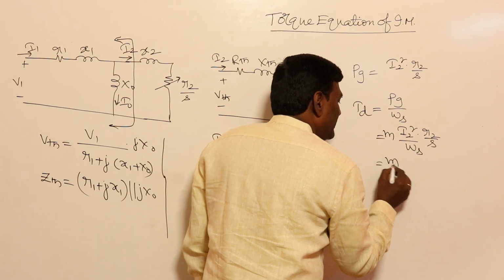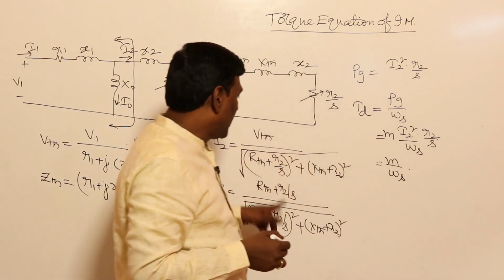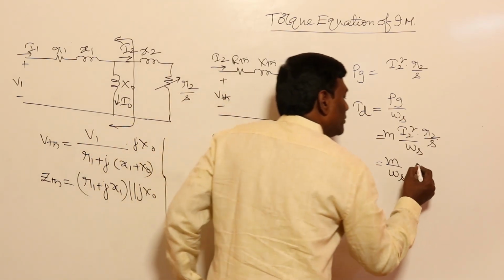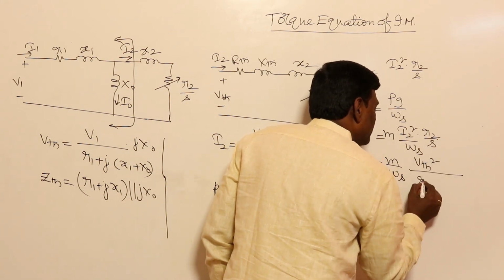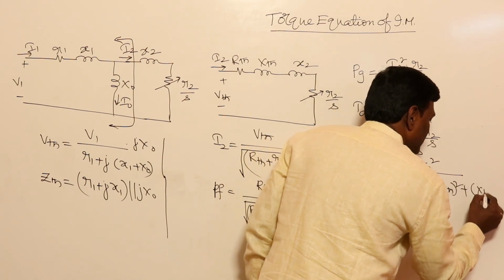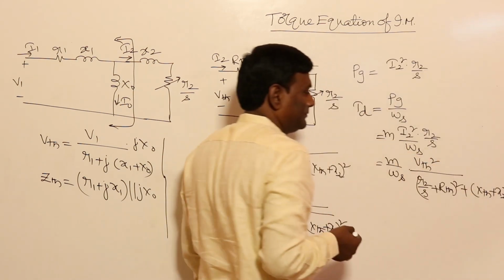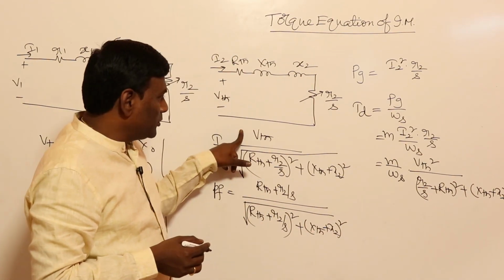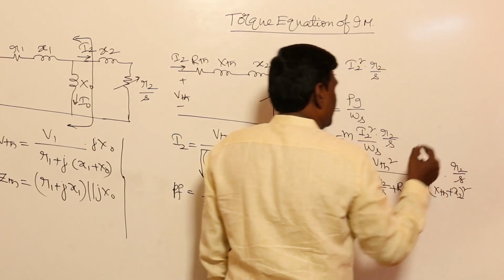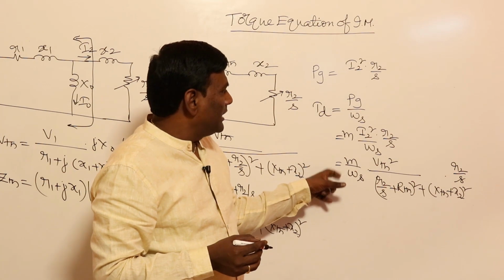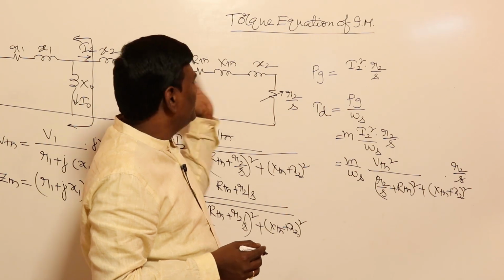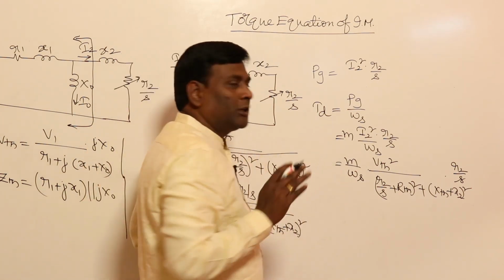Now this is going to be M by omega S into I2 square. Don't think of the rest, just think of this, I2 square, which is VTH square divided by ((R2 by S plus RTH) square plus (XTH plus X2) square). So I2 square, the root got cancelled, into R2 by S. We need not remember anything, just focus on this. Then everything falls in place. So this is going to be the torque developed.